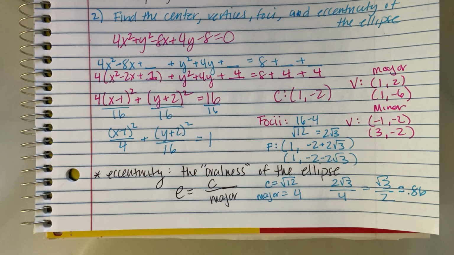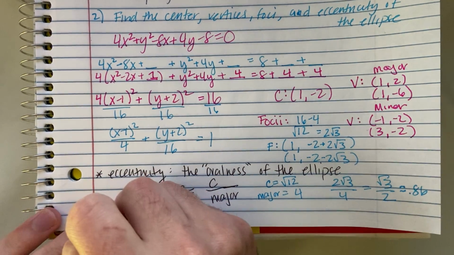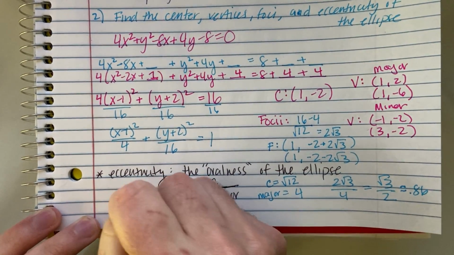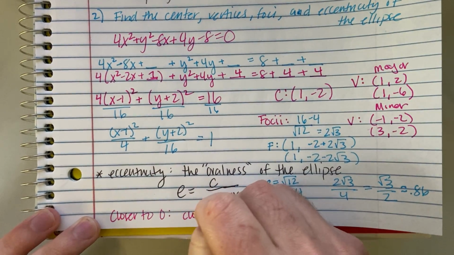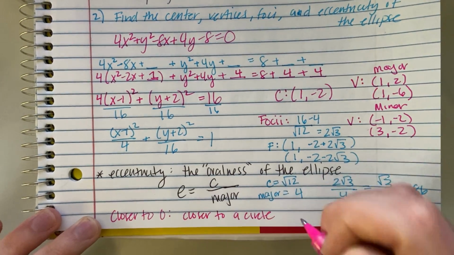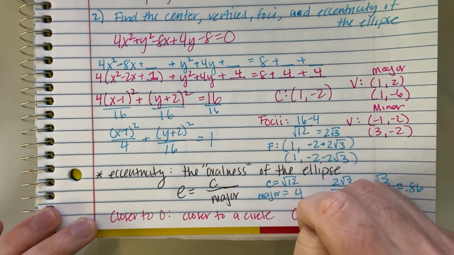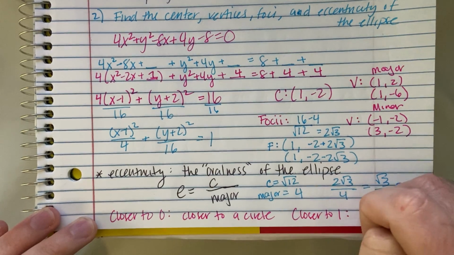You're like, well, what happens when it's bigger than 1? It can't get bigger than 1 because once it's bigger than 1, you'd have to be adding a number, and that technically sends us into what's called a hyperbola, because that would require your signs to be opposite, and we'll talk more about that. So again, closer to 0 means it's closer to a circle. Closer to 1, it's more oval.